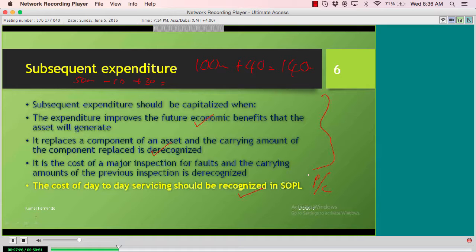And for any cost of a major inspection for faults, the previous inspection is derecognized. So you send some new people to do an inspection, and for that you have to spend 100,000. But earlier you had done some inspection and spent 20,000. Remove that 20,000 and add the 100,000. So you have to have a derecognition whenever there is a component replacement. Without a component replacement, what can be capitalized is when you have future economic benefits increasing.